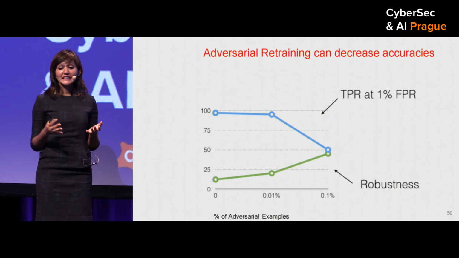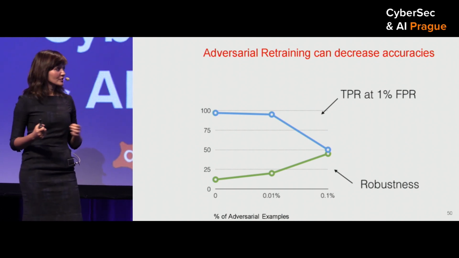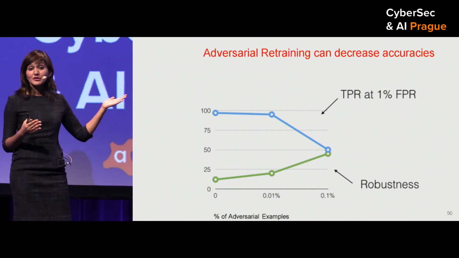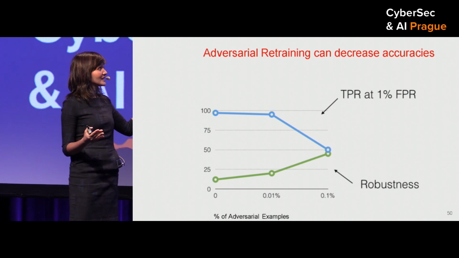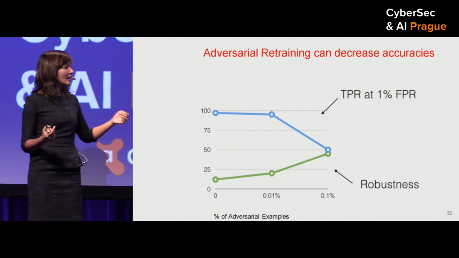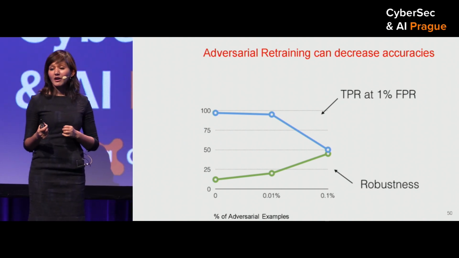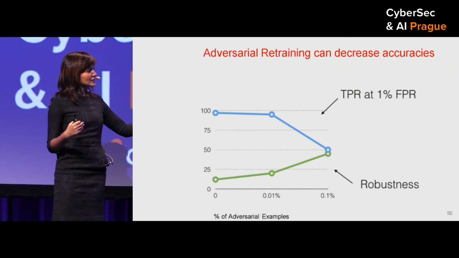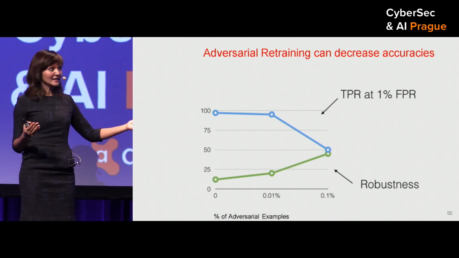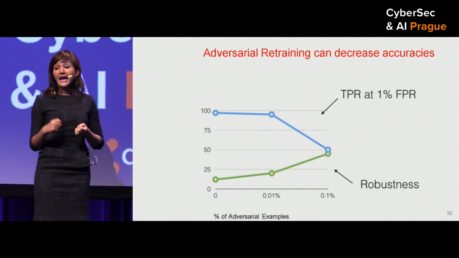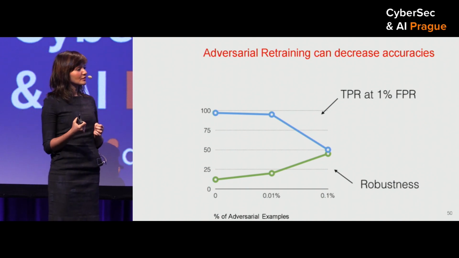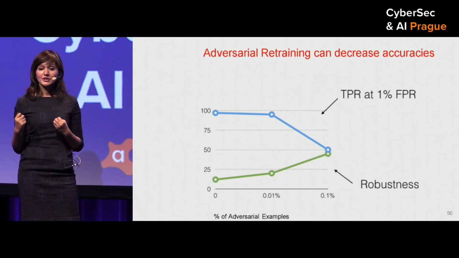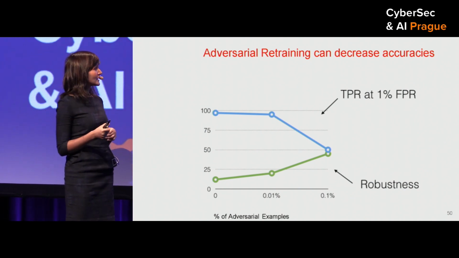But the problem is that it can also decrease your accuracy. So here in the graph, we show how adversarial examples can increase the robustness of the classifier, but decrease the accuracy of the classifier. This experiment was done on a digit recognition dataset. Here, the x-axis shows the number of adversarial examples we added. The blue curve shows the accuracy of the classifier, and the green curve shows the robustness of the classifier. By robustness, I mean how many features you need to change to evade the detection.